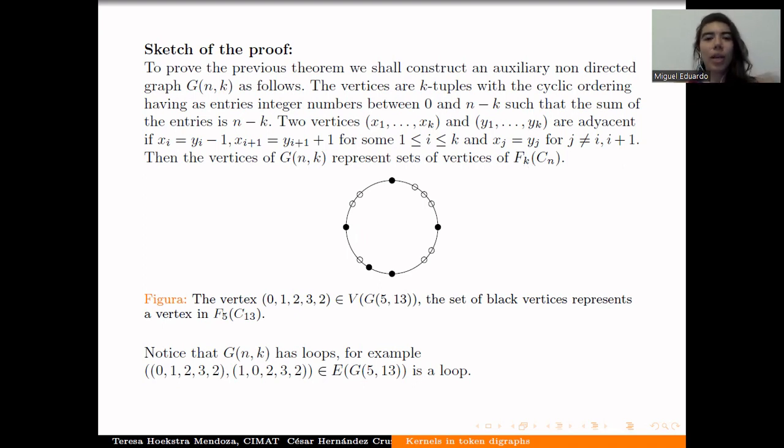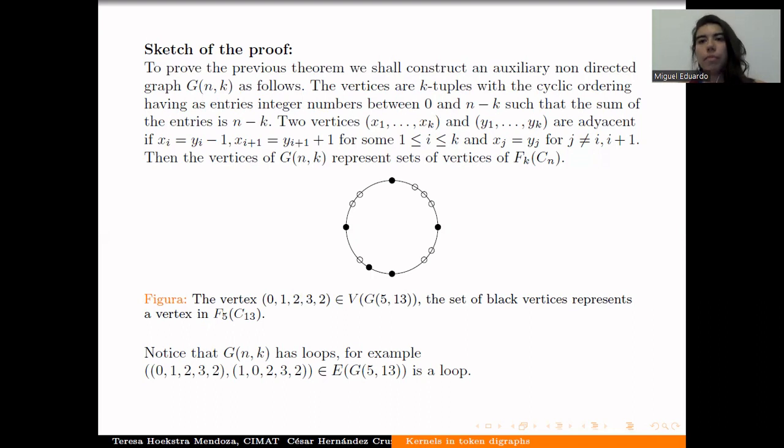Okay, so these two vertices are going to be adjacent if every entry is the same but two, and those two differ by 1. If for example x_i is y_i minus 1, then x_{i+1} must be y_{i+1} plus 1. So they only differ by two consecutive entries, where one is one more and the other is one less. And what is interesting about this graph is that it can have loops.